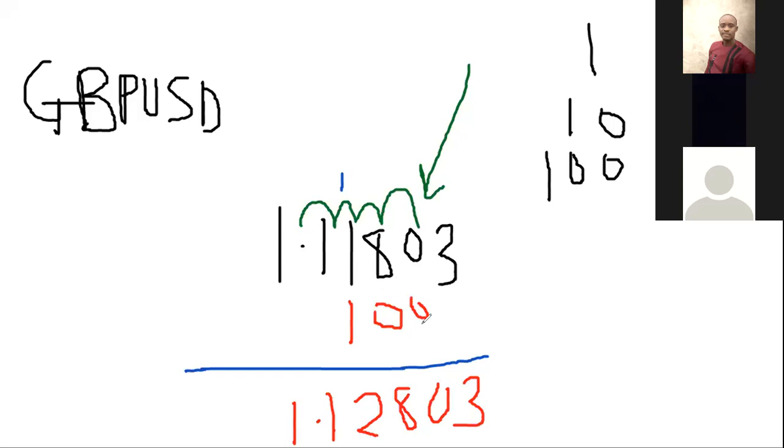Now, if Mr. Kayode should add 100 to this, 3 will come down. 0 plus 0 is 0. 8 plus 0 is 8. 1 plus 1 is 2. 1 comes down, point 1. So this man has successfully added 100 to this.